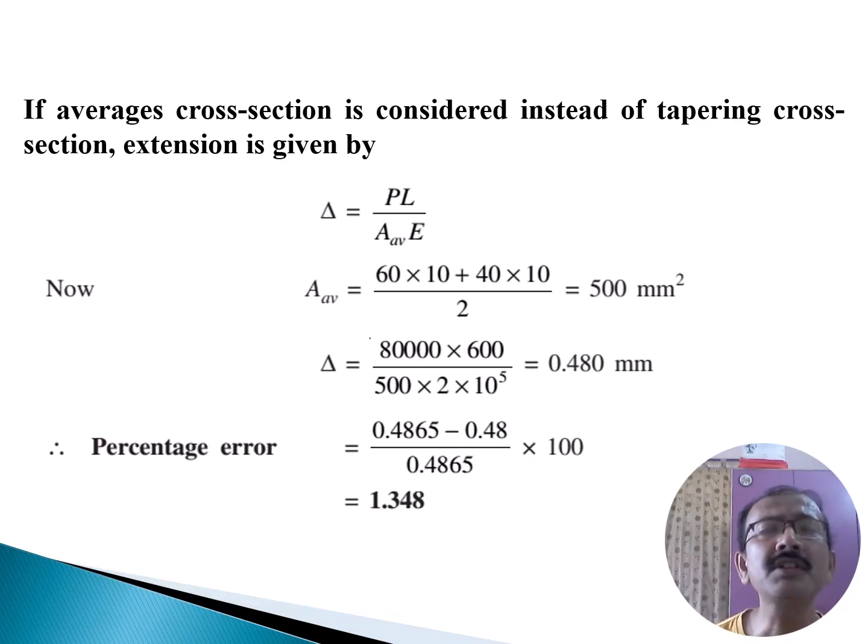If the average cross section is considered instead of the tapering cross section, the extension is given by delta equals PL by AE, where A is the average area. So this is the average value, and delta equals this. Finally the percentage error is the final minus initial divided by final. Ultimately we get the percentage error as 1.384.